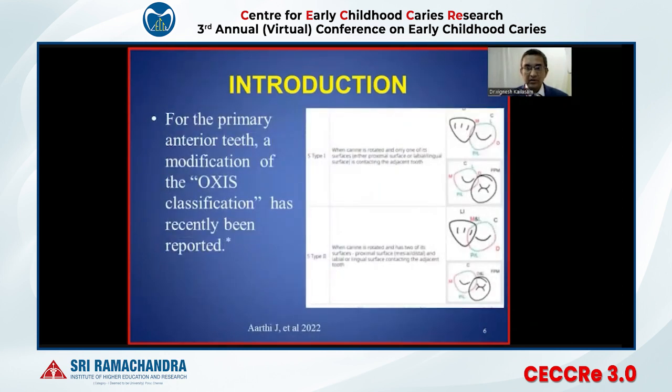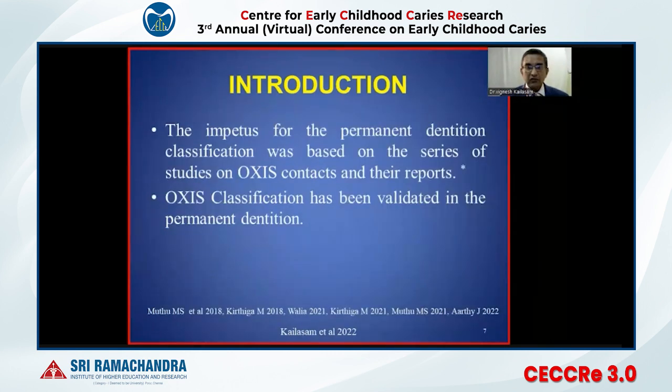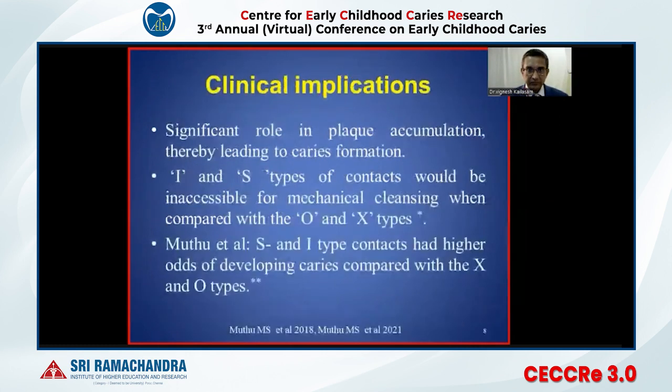Subsequently, RT et al. used this classification, which was modified for the anterior teeth, where basically the S type of contact was modified into S1 and S2 depending upon the quantum of the rotation of the anterior teeth. The impetus for a permanent dentition classification, which we did, was based on these studies on OXIS contacts, and we have validated this OXIS classification for the permanent dentition.